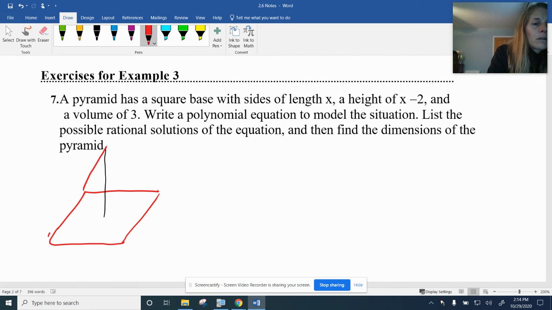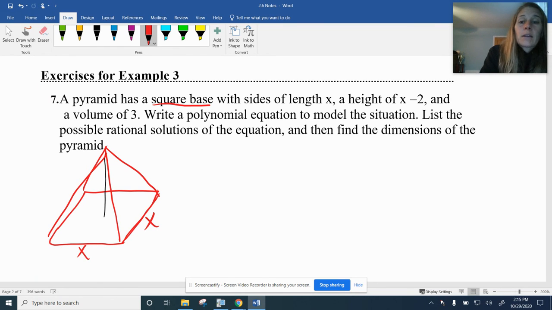That black line there is my height. Okay, now this pyramid says it has a square base. So this and this are each going to be length of x, right? And then it has a height of x minus 2. And that's the height from the center of the base straight up to the tippy top.